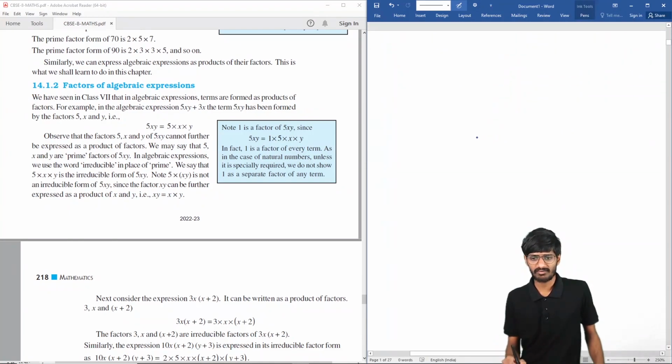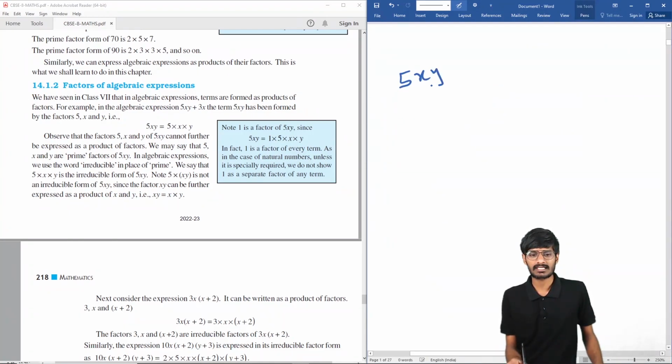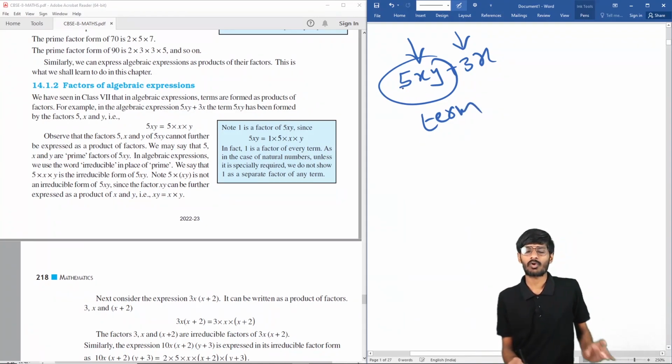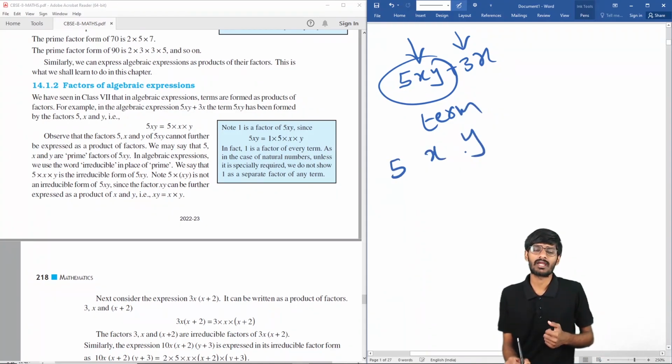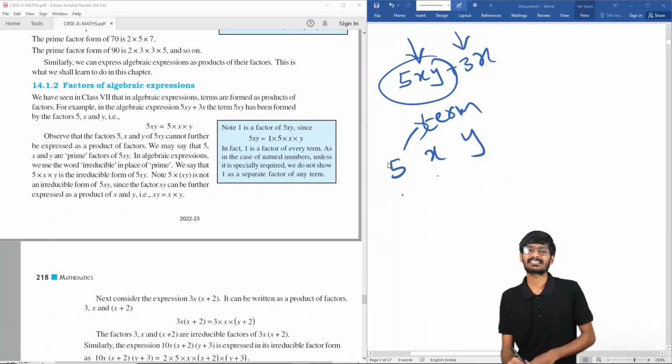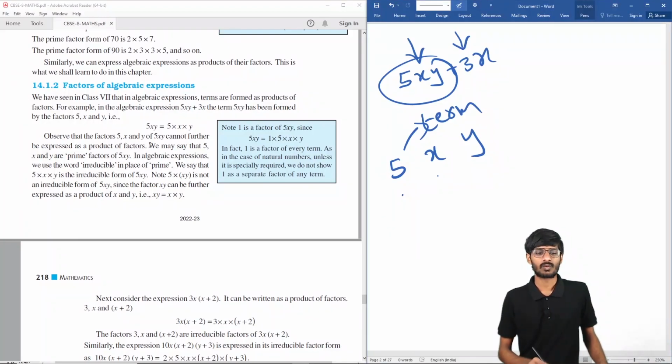If you take one example, 5xy plus 3x. It has one term, and this is the second term, so two terms are there. In the first term there is a product of 5x and y. So 5x and y are the factors, and the product of the factors gives rise to a term. Understand, students? So 5x and y are the factors, and the product of 5x and y. Okay, students. So next thing.